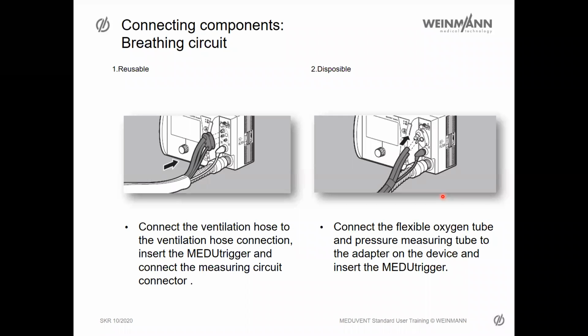The next thing we have to do is to put on the breathing circuit. Here's the difference between the reusable and the disposable breathing circuit. So the reusable breathing circuit has to be fixed directly on the MEDUVENT standard, and the disposable has these two hoses which are fixed on this adapter which is mounted on the MEDUVENT standard.